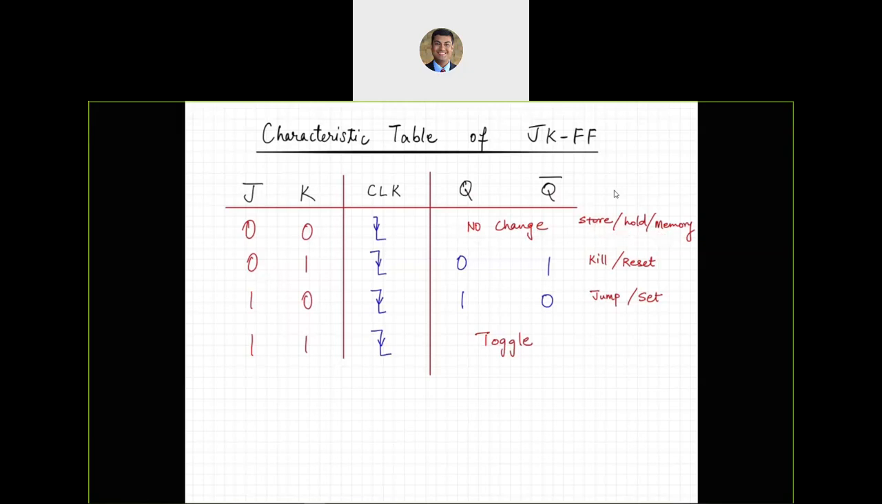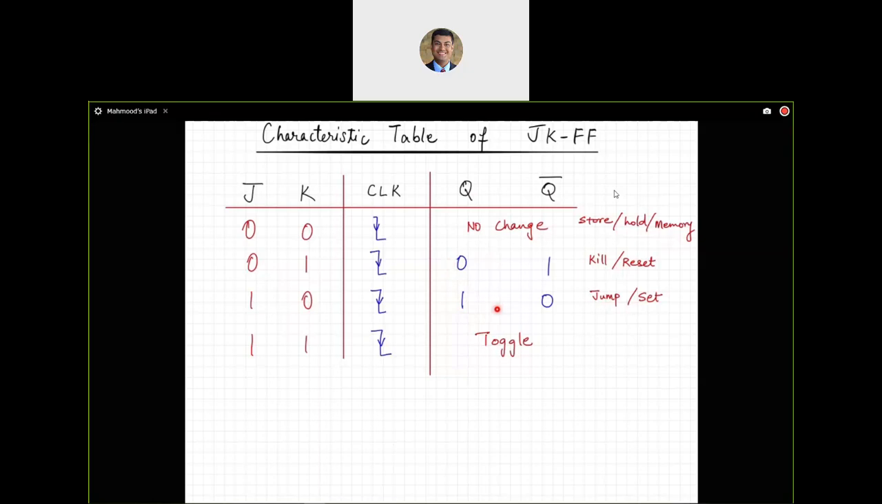And when K is 1, we are resetting or killing the output. So that's called the kill or reset state. And when J is 1, K is 0, we are setting the output, or jumping the output. So that relates to the outputs being 1 and 0. And the last input combination is when J and K are both 1, which is called the toggle state. So whatever Q was earlier will flip.